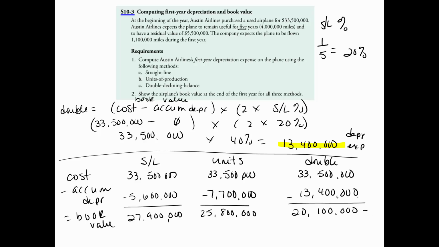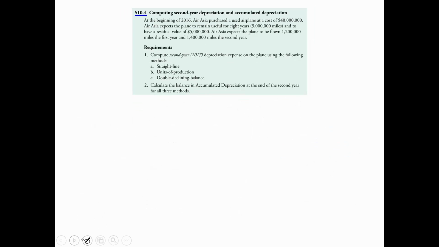So in year 2, I'd take 40% of the 20,100,000. In straight line, the depreciation expense would be the 5.6 again, and in units of production, it would be 7 times however many miles I flew the plane. So if you had the miles, you could figure out year 2. But the next problem does ask us to figure out year 2. So they're asking us to calculate the second year depreciation.